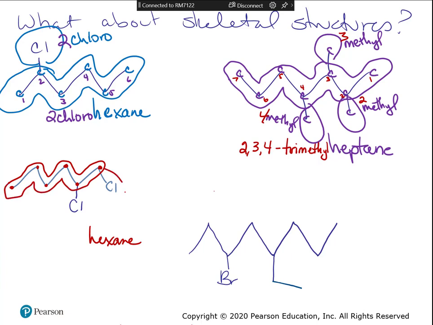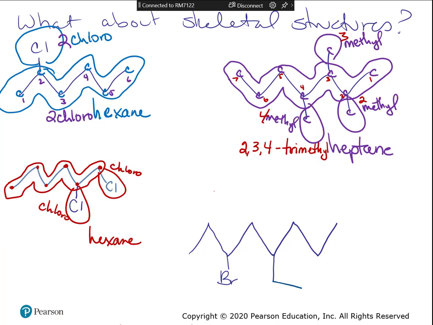So now this is a chloro. The second one is also a chloro, right? So just go through the exact same steps: find the longest carbon chain. That's the parent name. Then circle any non-hydrogen groups that are attached to that chain.